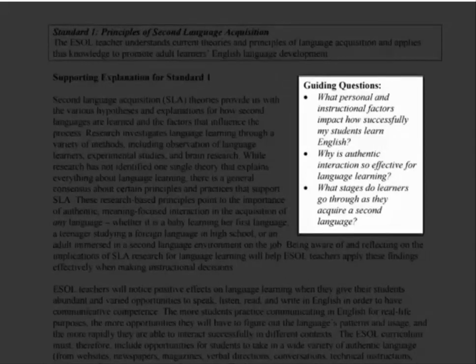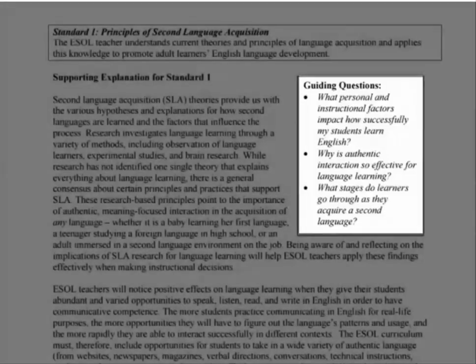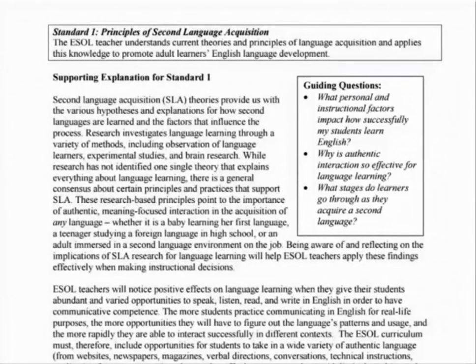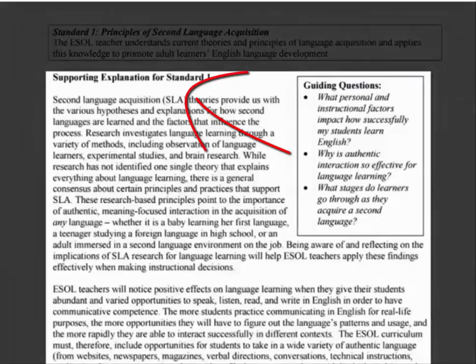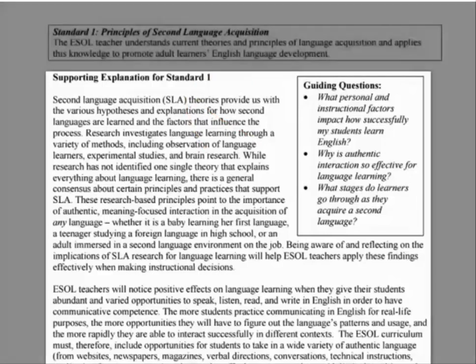Reviewing these guiding questions with colleagues within the same program can help ground an understanding of how the standards can inform the particular needs and goals of that program. Now pause this presentation and read the guiding questions in this Principles of Second Language Acquisition example. On this page, you'll also see the supporting explanation, which summarizes the relevance and importance of the standard to the ESOL practitioner. Each supporting explanation presents key concepts.